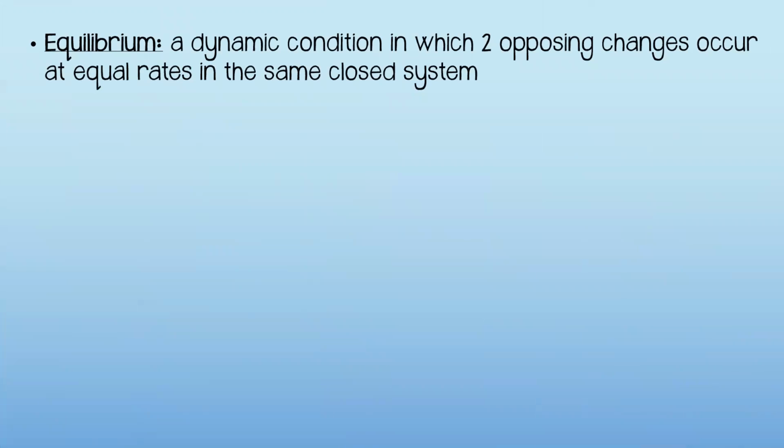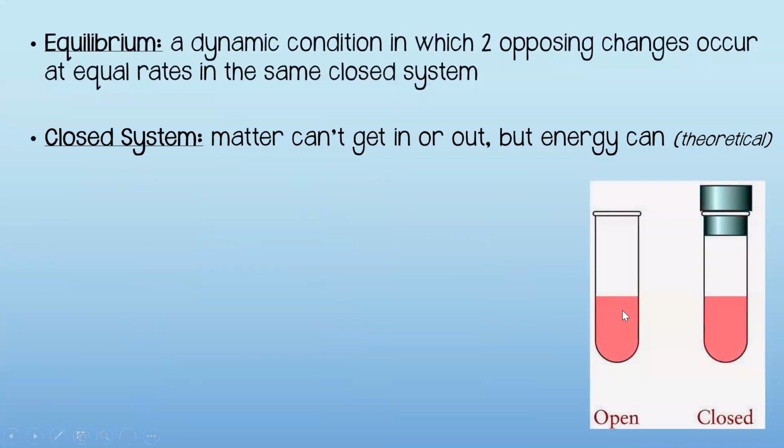So equilibrium, if you're in equilibrium, basically you have something happening at equal rates, okay? Two opposing changes are occurring at the same rate in a closed system. Theoretically, matter should not be able to get in or out of a closed system, but energy like heat energy could. This is definitely theoretical. Obviously, capping something, we consider it a closed system, but unless it's vacuum sealed, it's very hard to say that nothing's getting in or out, even if you can't see or feel something getting in or out.